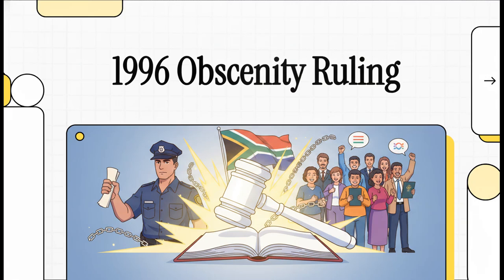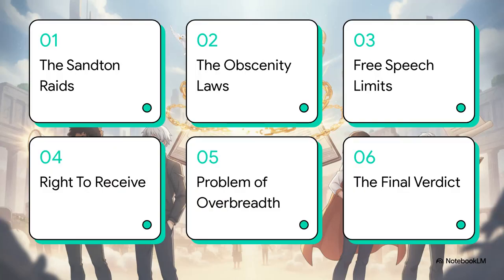Welcome back! Today's explainer is diving into a seriously fascinating legal mystery: how a routine 1993 police raid ultimately dismantled a decades-old censorship law in South Africa. We're going to look closely at a landmark constitutional court judgment to see exactly how free speech is defined and how courts balance public morality against individual rights. Okay, let's dive into this.